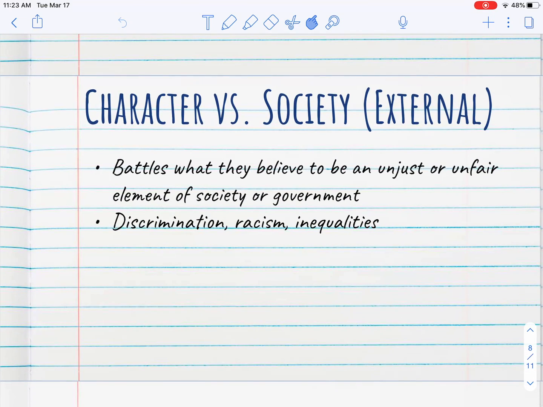And last but not least, character versus society. So those are those unjust, unfair elements going on with society or government. We're going to see a lot of those in our books with discrimination and racism and some of those inequalities that are taking place. Segregation.